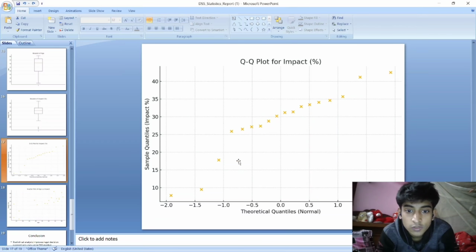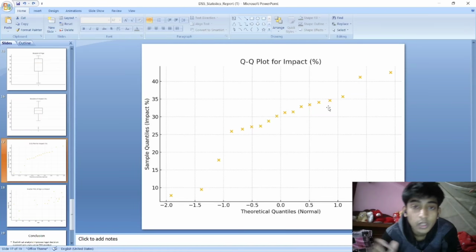Now let's see the QQ plot for impact percent. The QQ plots are often plotted with the normal distribution on the x-axis and the feature on the y-axis. So we can see that most of our data is normally distributed. When data is normally distributed, you can apply parametric models which make assumptions about the data. So this data set is safe for applying parametric models. The QQ plot tells us this, right?